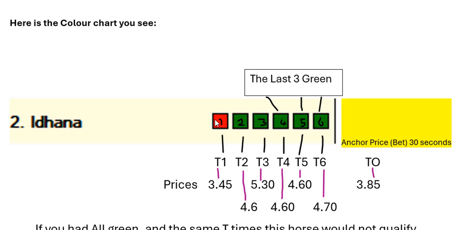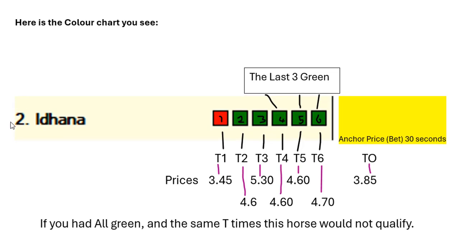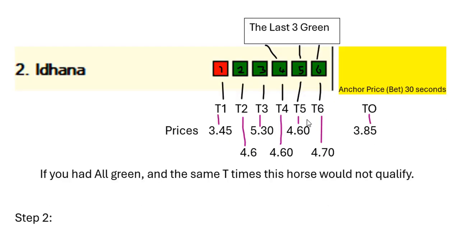For back one, we're just looking at the last three boxes, which are these ones here, and they must be green. So these three are green. This means that if the odds we've set for the strategy are met, then Idana is going to be our selection. If we had marked all green, then this horse wouldn't qualify because the T1 colour is red. So we go T1, 2, 3, 4, 5, 6.